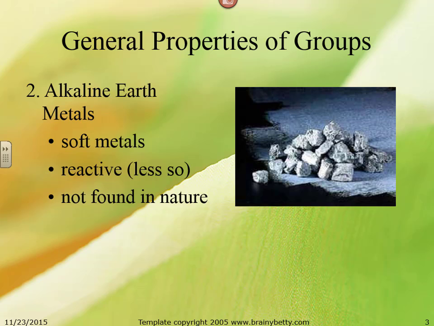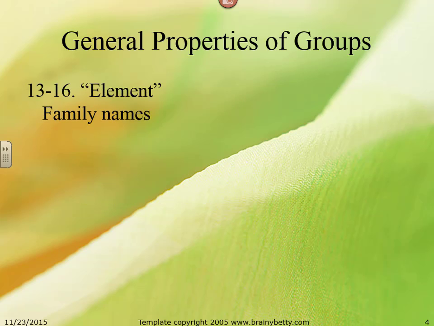Next, we're going to skip over to the right-hand side of the periodic table. We'll come back to the middle towards the end, but we're going to skip to the right-hand side. When you skip to the right-hand side, then we're looking at groups 13 through 16. And these go by element family names.